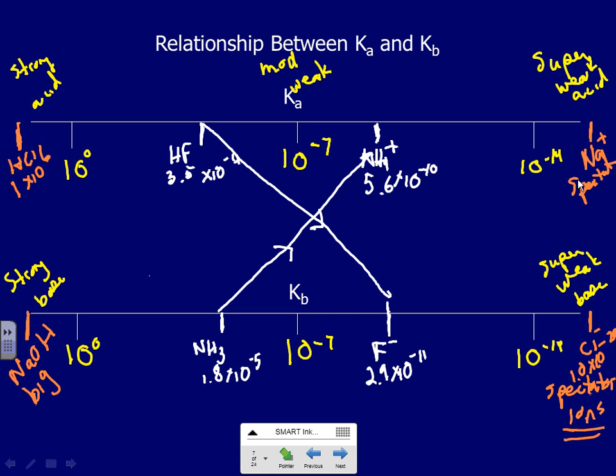So now we're ready to start looking at what happens when we deal with some of these salts. Because here's the question we have to ask. When the salt falls apart, what are we left with in the water? What is Na plus? Well, Na plus is a spectator. It does nothing. It came from sodium hydroxide. What's an F minus? An F minus is a moderately weak base that came from HF. And now we can start thinking it through and doing the mathematics.